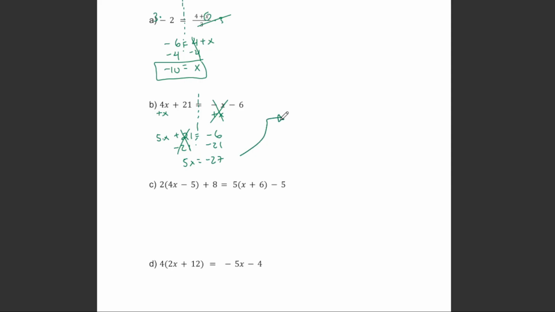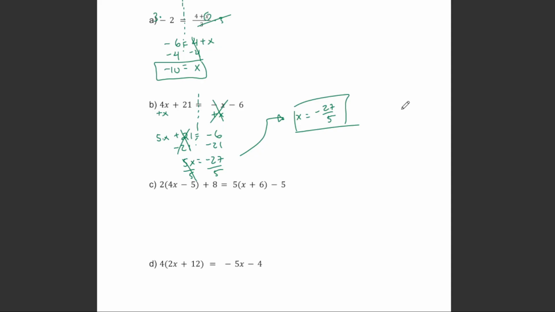Okay, let's continue on over here. So last step, we have to divide by 5, and so we get x is equal to minus 27 over 5. And that's not going to divide nicely, so we're just going to leave it like that. Okay. Actually, let's put that in a little box here, like this. Okay. Now, on to question C.